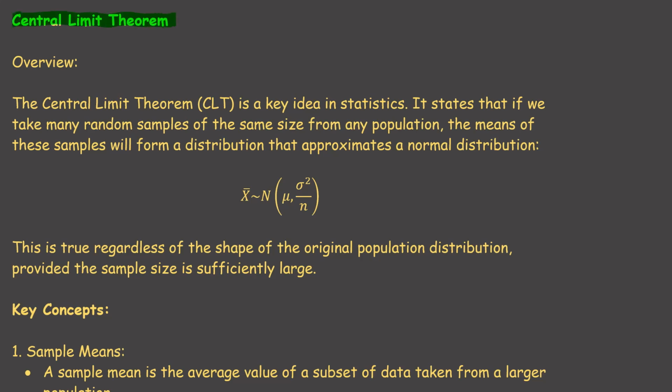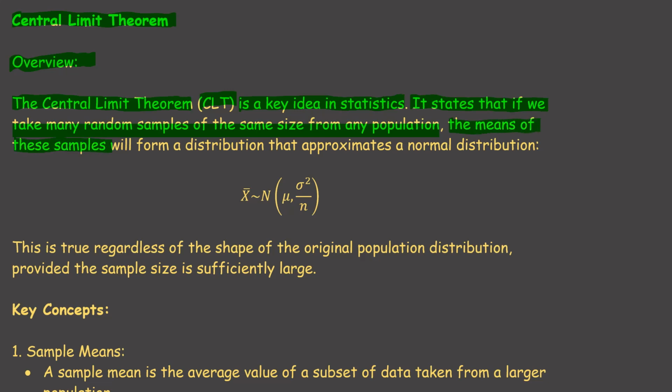Central limit theorem. In this lesson, we're going to be consolidating some of the ideas that we looked at in the investigation part of this, the sampling part 1. So the overview is the central limit theorem, often referred to just as CLT, is a key idea in statistics. It states that if we take many random samples of the same size from any population, the means of these samples will form a distribution that approximates a normal distribution.